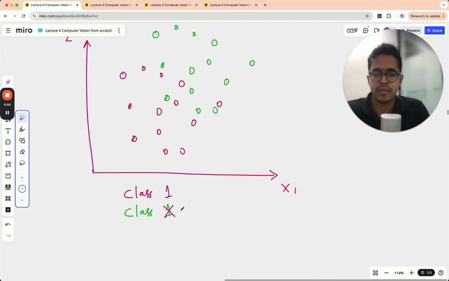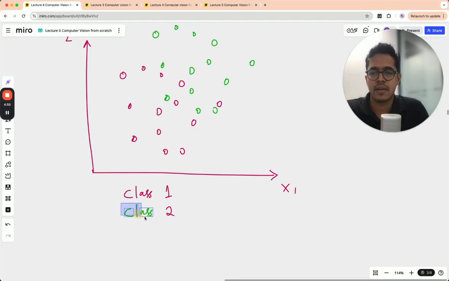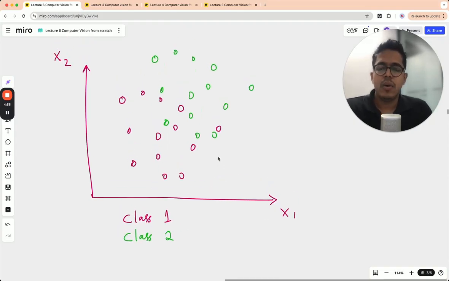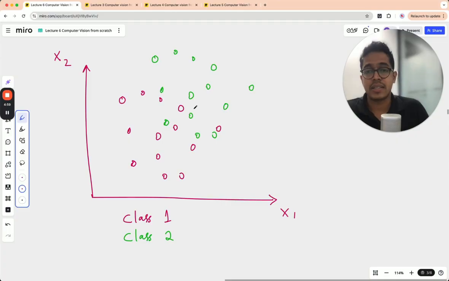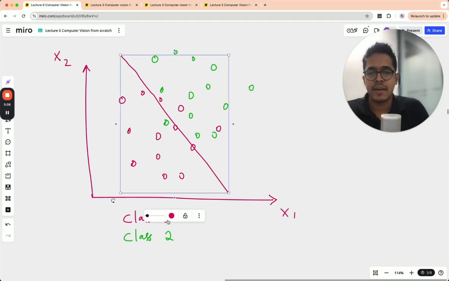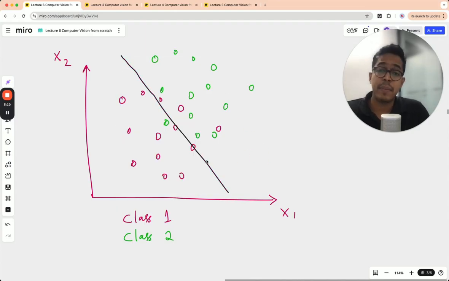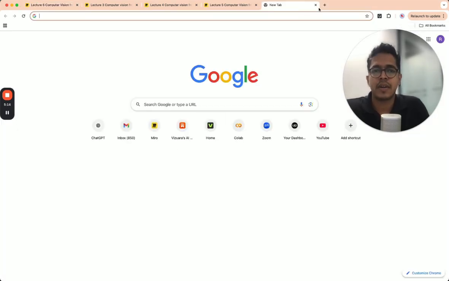So this is not class 1. This is class 2. Green is class 2. Let me just delete this. Now let us think about a good model that can make separation between these two classes. Maybe a good fitting model might be something that goes like this. Whatever is above the straight line may belong to class 2, and whatever is below the line may belong to class 1.